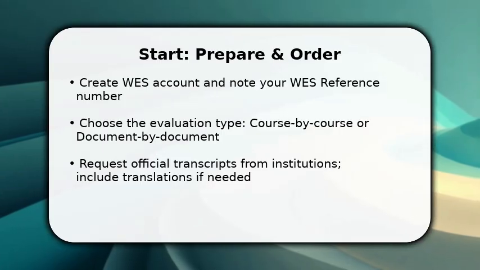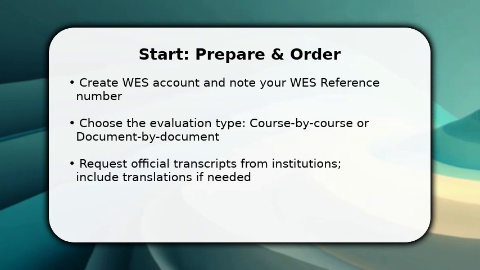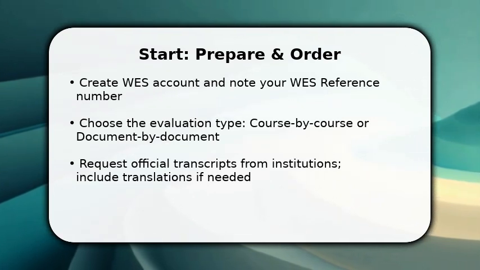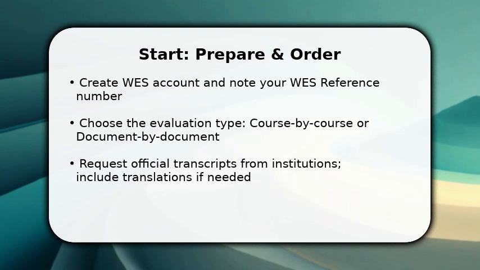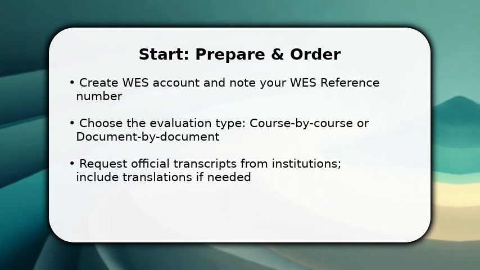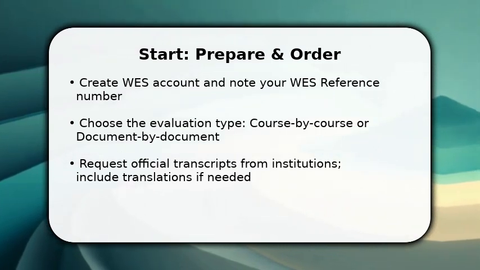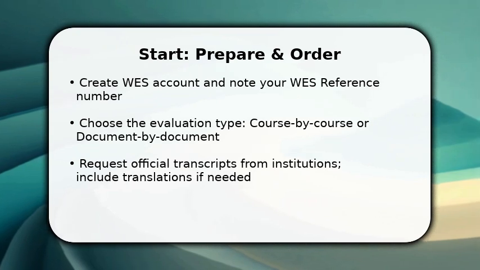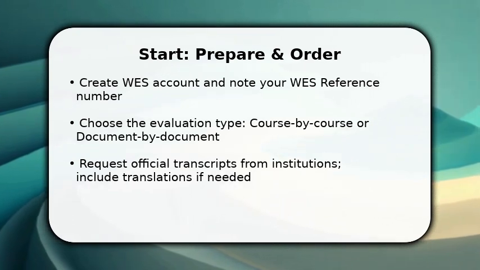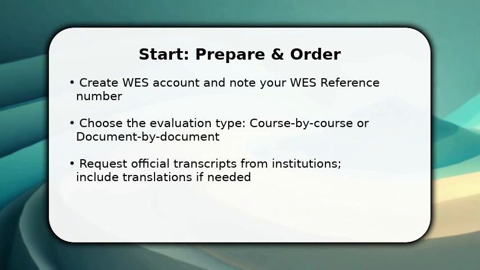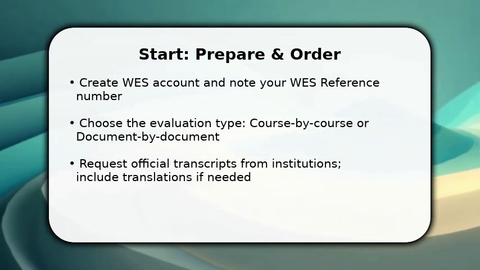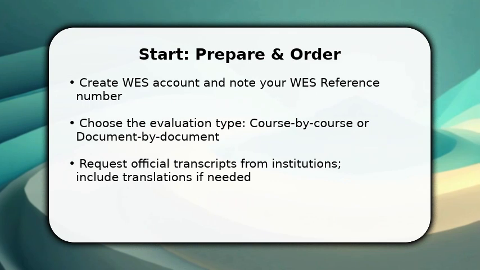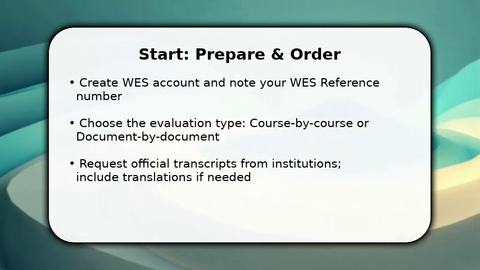You begin by preparing what WES needs so nothing stalls. Create your WES account and copy your reference number. Once done, select course by course versus document by document depending on your goals. Then request official sealed transcripts from each institution and arrange certified translations where records aren't in English. Make sure senders use WES's exact recipient details.